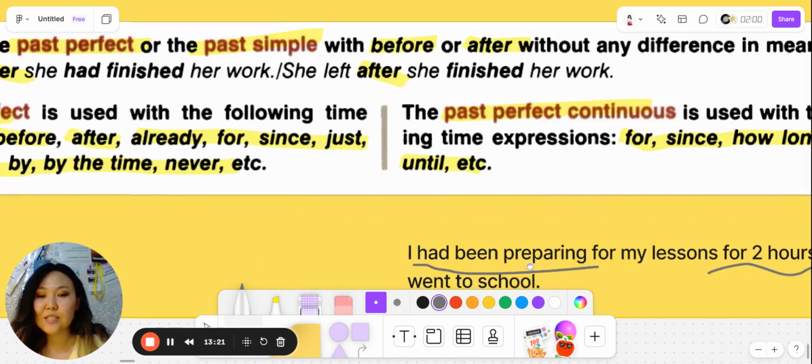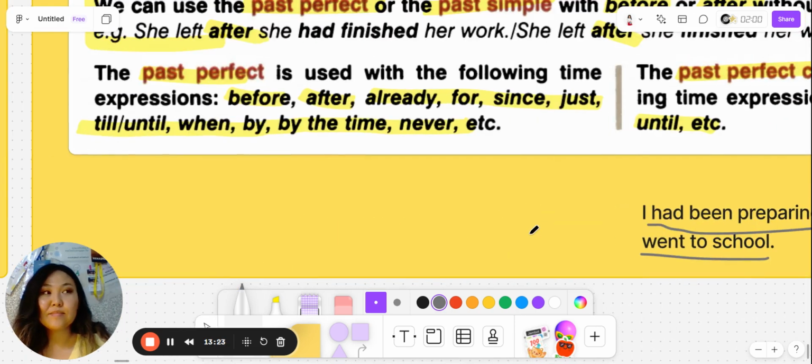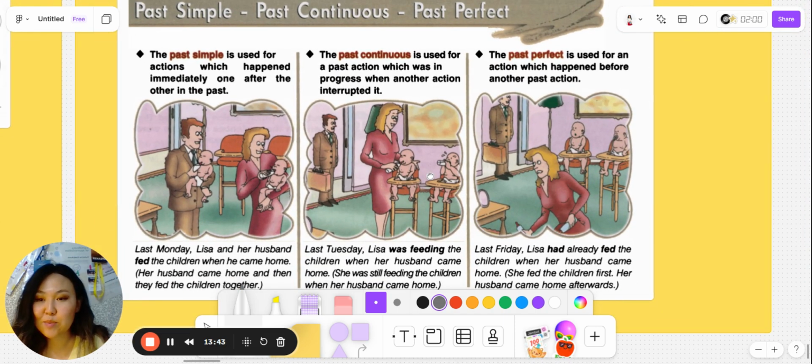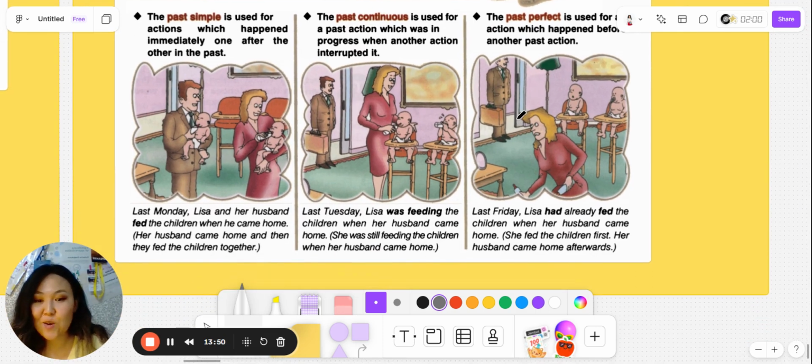For example, I can also say that I had met my husband 4 years before I got married to him. And here I had met my husband means that firstly I met him and after that we got married. Also, let's talk about this one. We have some examples here too. So the difference between past simple, past continuous, and past perfect. We have some examples and we are going to read them.